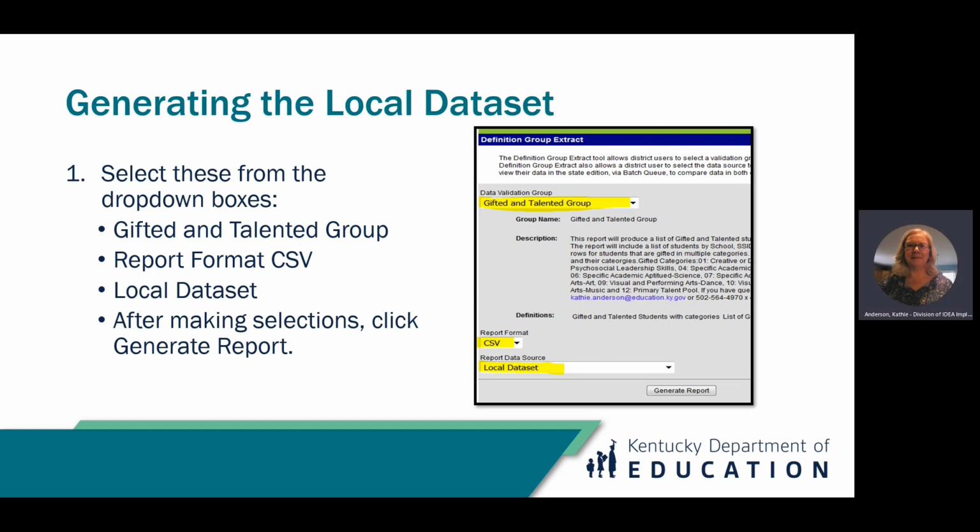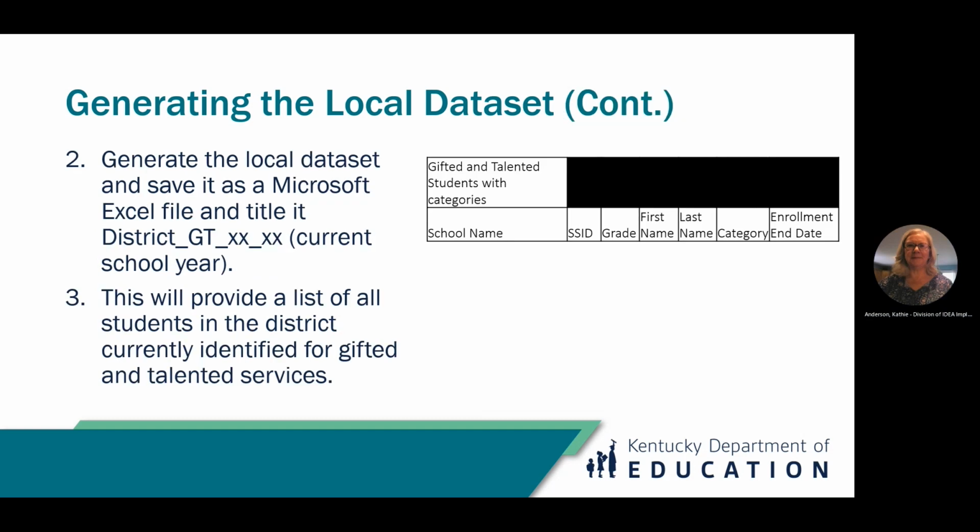Let's talk about generating the local data set. Select these from the drop-down boxes: Gifted and Talented Group, Report Format CSV, Local Data Set, and after making selections, click Generate Report. Generate the local data set and save it as a Microsoft Excel file and title it district_GT_ and the current school year. This will provide a list of all the students in the district currently identified for gifted and talented services.